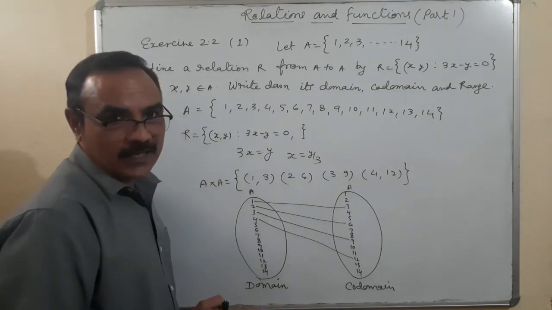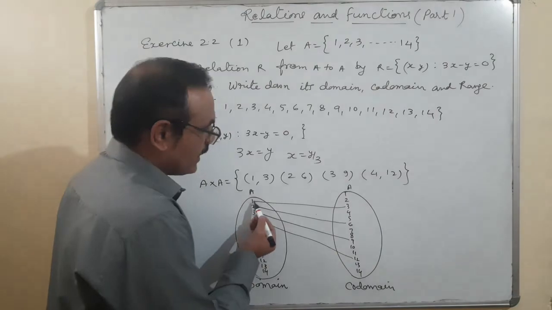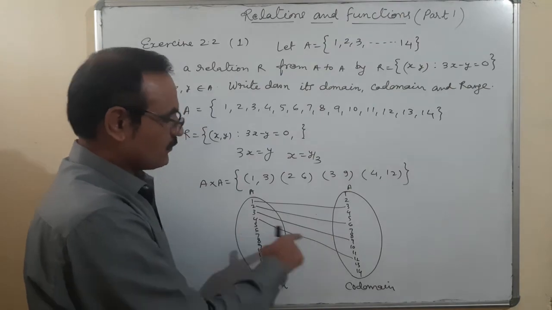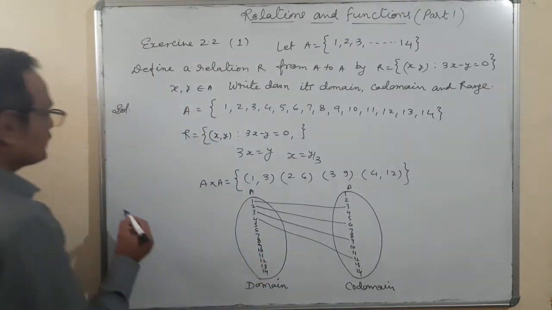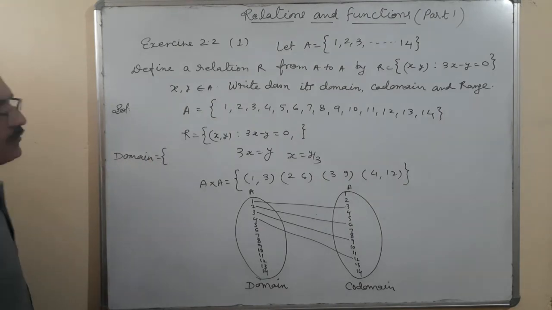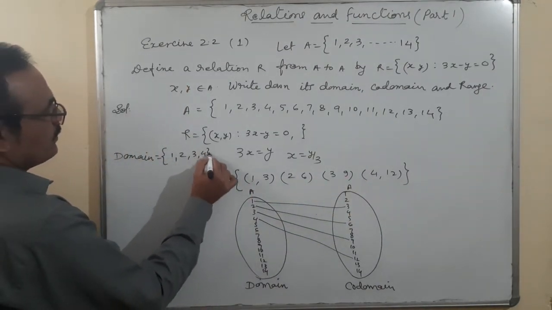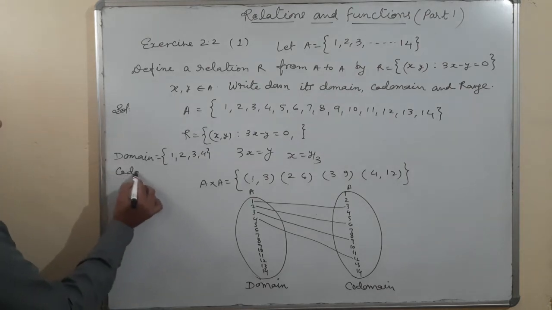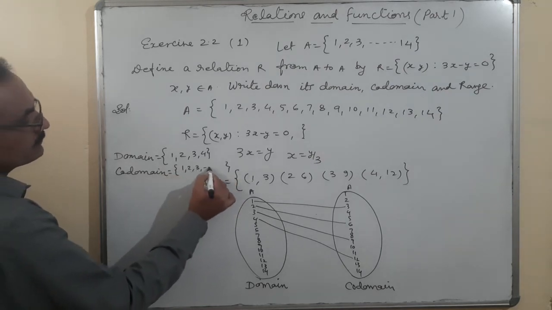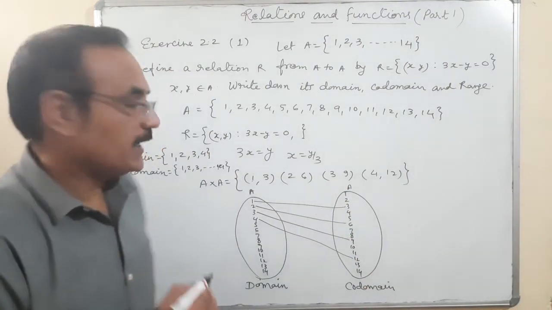Why are we taking 4 elements? Because their images are formed in the codomain. That means 1 is mapped with 3, 2 with 6, 3 with 9 and 4 with 12. So for the domain elements we write 1, 2, 3, 4. For the codomain we write 1 to 14, everything, whatever is given.